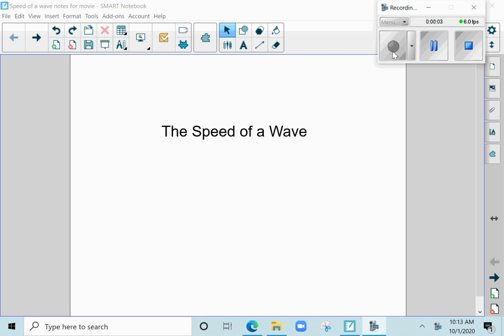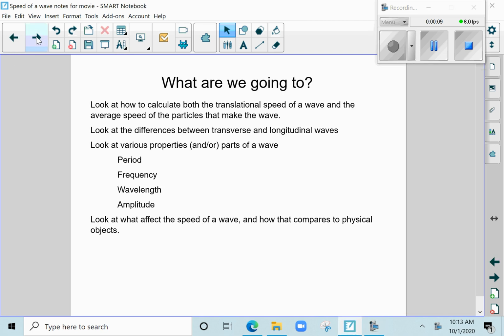In this video, we're going to be talking about the factors that affect the speed of a wave. We're going to look at how we can calculate both the translational speed of a wave and the average speed of the particles that make up that wave. We'll also look at the differences, again, between transverse and longitudinal waves.